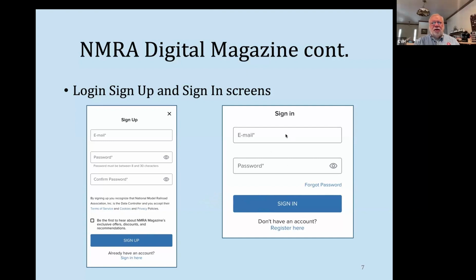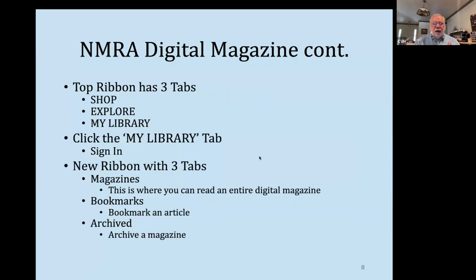So the next time you get to the digital magazine, you would just sign in and enter your password, and if you've got it saved, it makes it easy. And I'll show you that too as we get to it. And then in the digital magazine area, since it's a separate website, you've got a whole brand new set of ribbons and tabs and things that you can use for the digital magazine. We'll go over those as well. I'll show you how all that works.